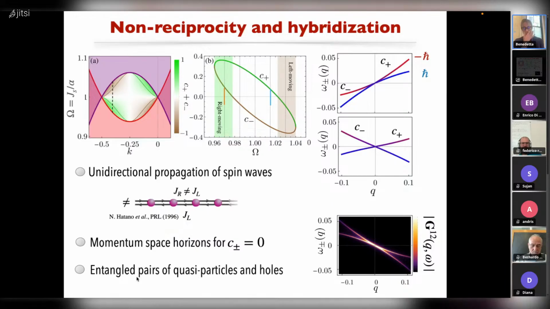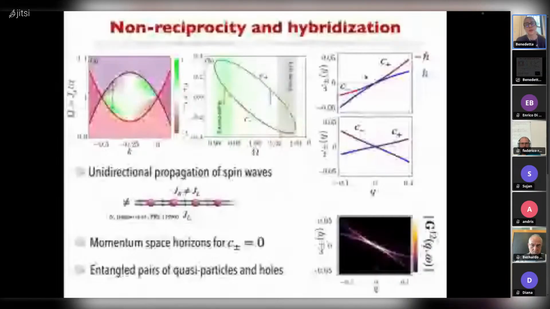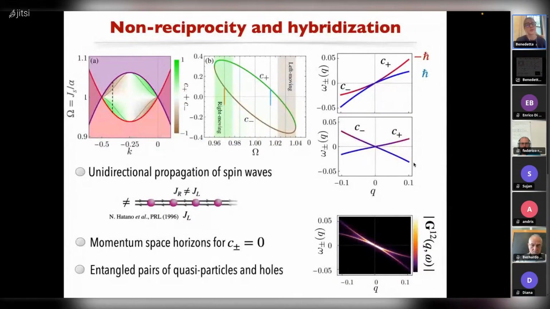But here's something else that is also very interesting, and actually realized just in the last few weeks, that ties together all the story: if you look at the anomalous correlator part, you will see that there is a lot of squeezing. And actually, this squeezing is more intense when you are in the unidirectional regime rather than these bidirectional regions. And this is really signaling the presence of pairs of particle and hole-like excitations.